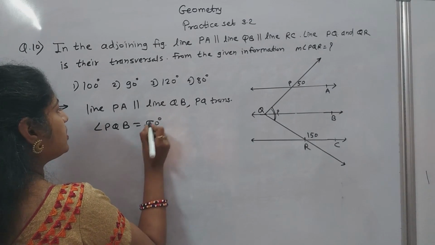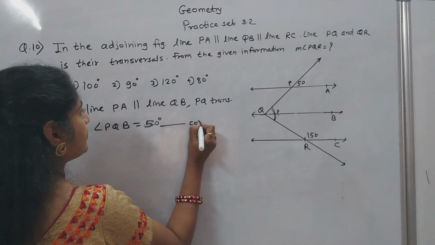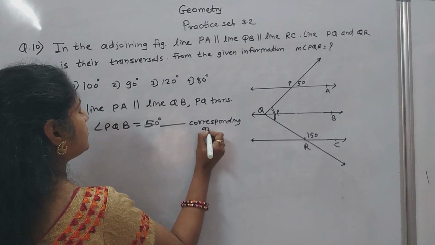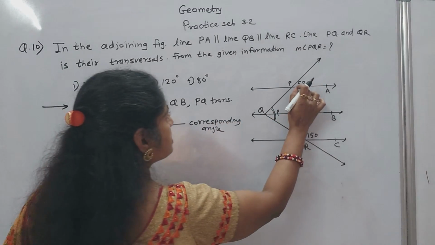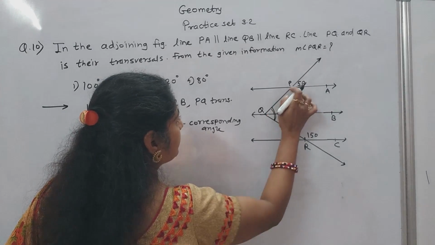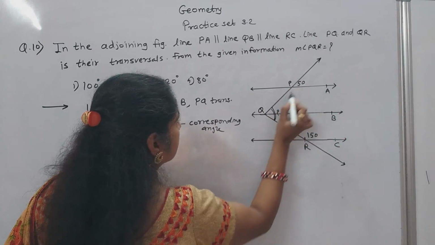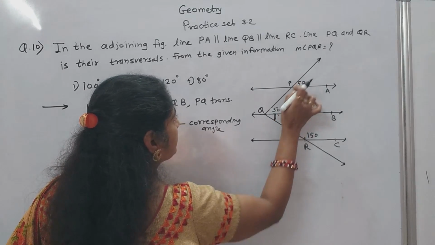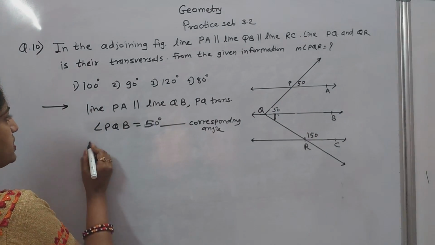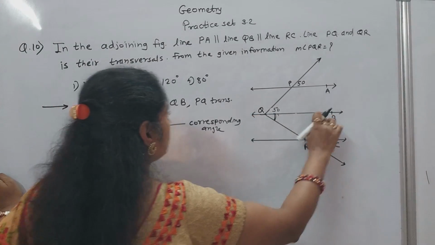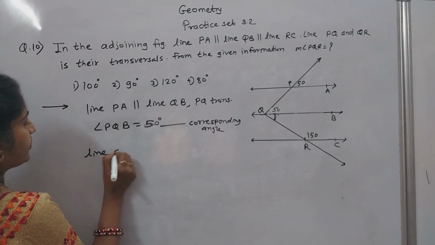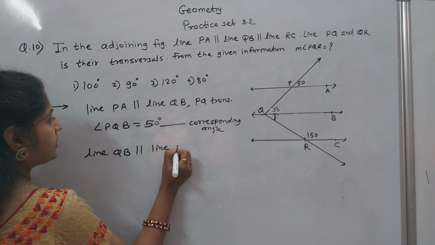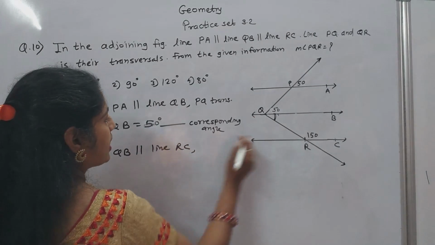The reason is corresponding angle. This is the 50 and this is the PQB angle. These two angles are corresponding angles, 50 and 50. Now second, line QB is parallel to line RC and QR is the transversal.